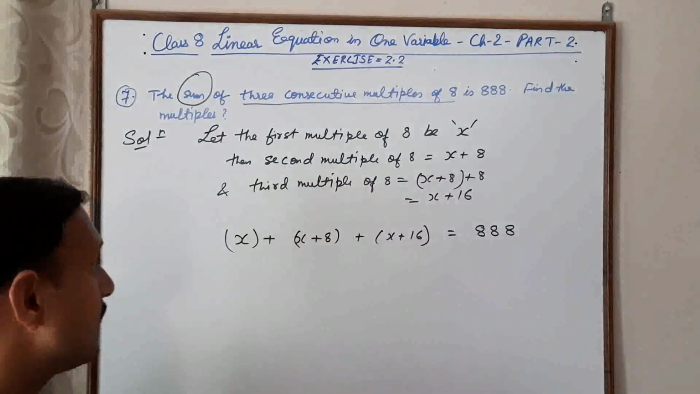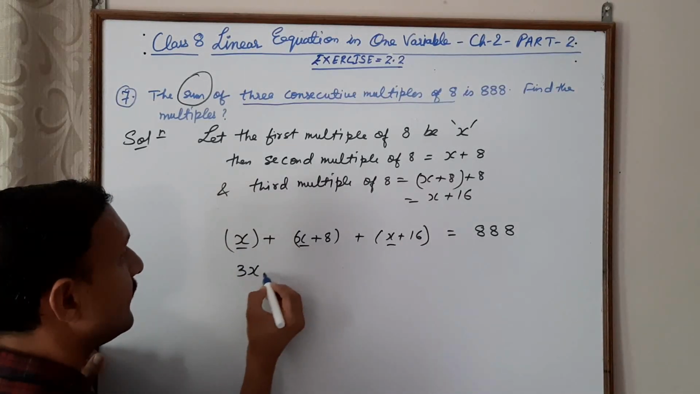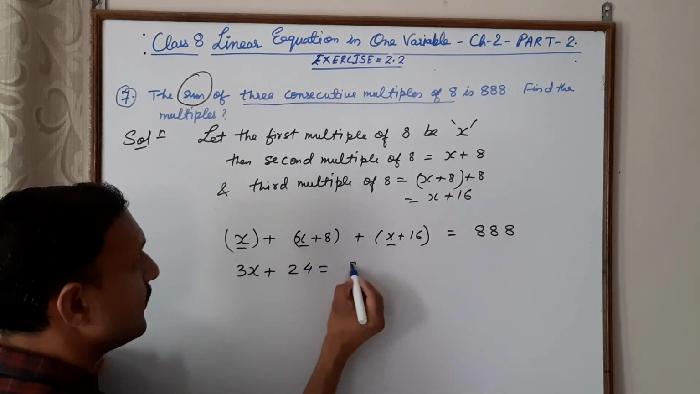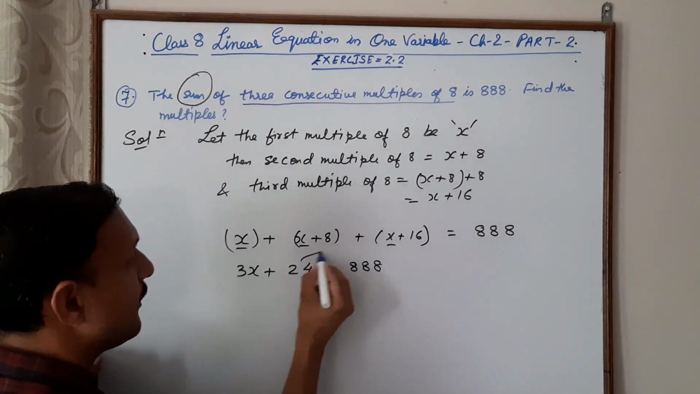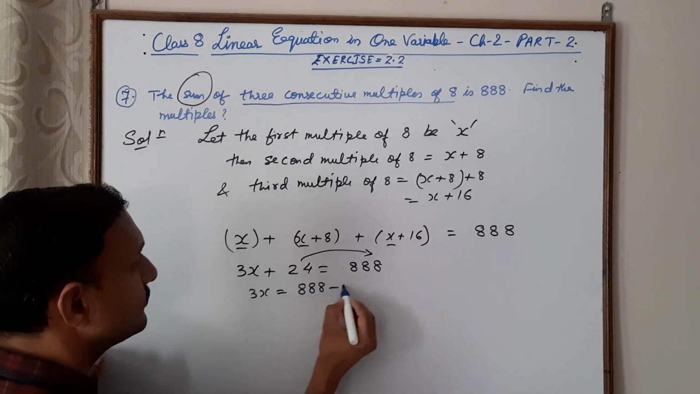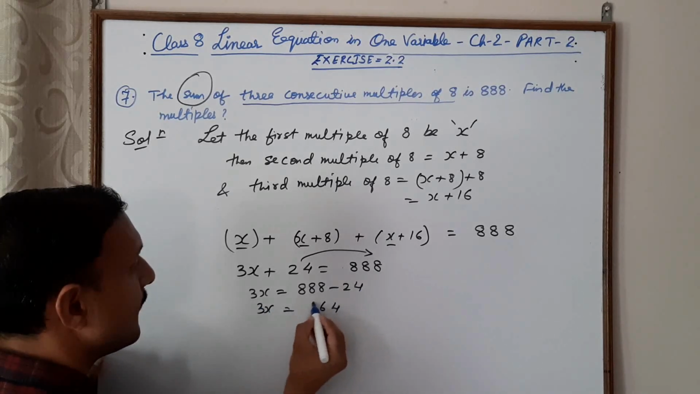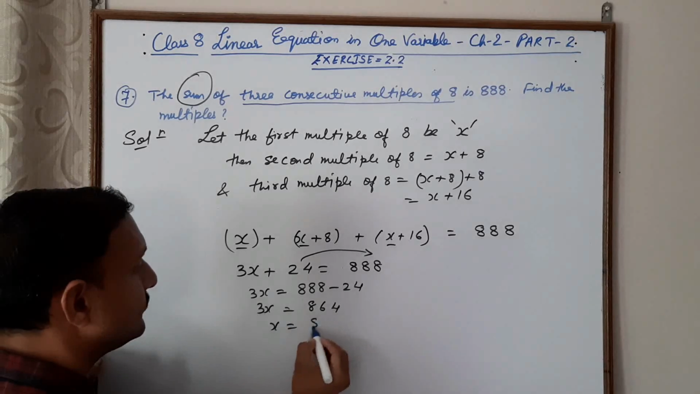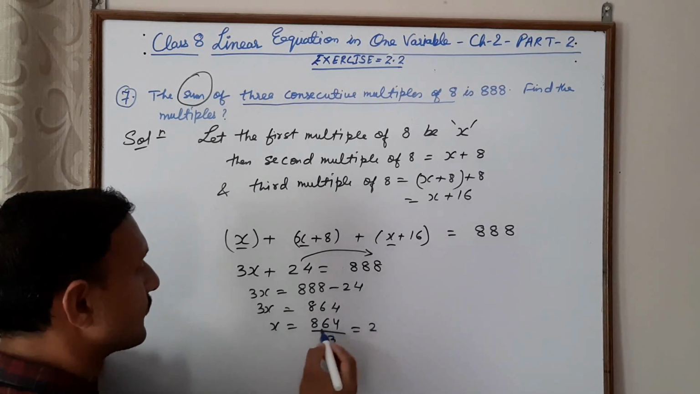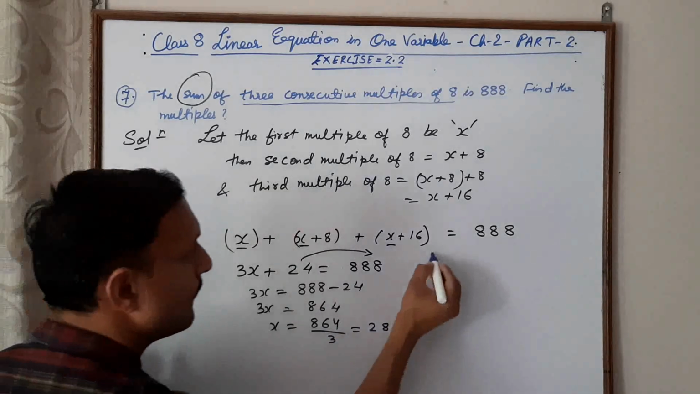Collect all variables: 3x. 16 plus 8, 24, equals 888. Transpose 24 to the other side. Subtract. Divide. So finally our answer comes.